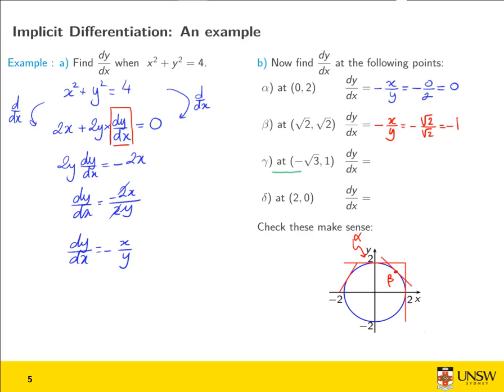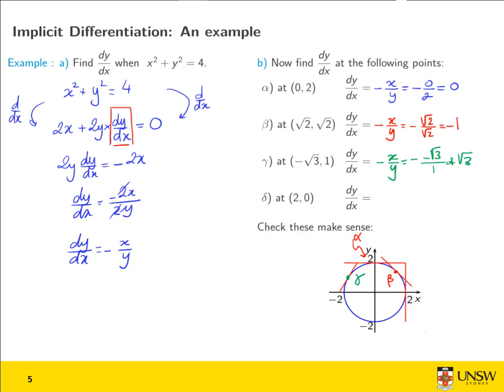The next one is negative square root of 3 and 1. It's there, so that corresponds to gamma. So this time we expect a positive value because the slope of the tangent line is positive, and something probably greater than 1. Let's see. So our formula is always the same, and we just sub in the values we have for x and y. And we get plus square root of 3, which is positive and greater than 1 as expected.